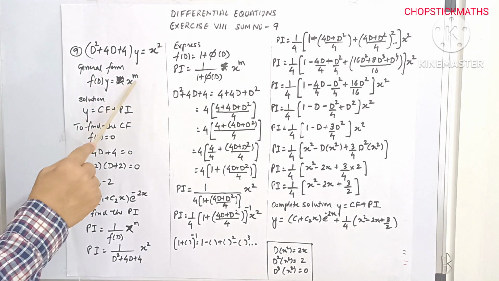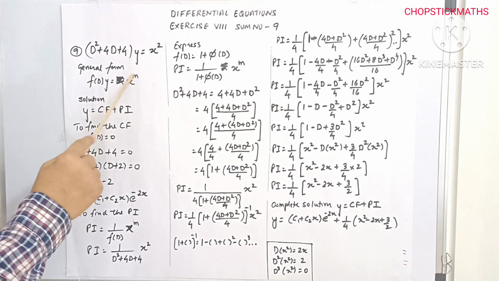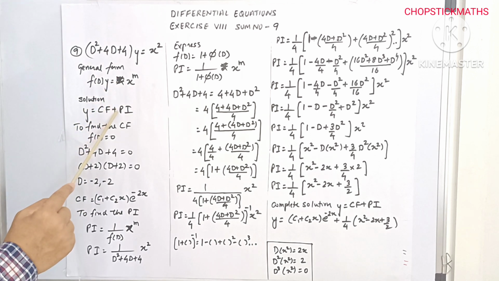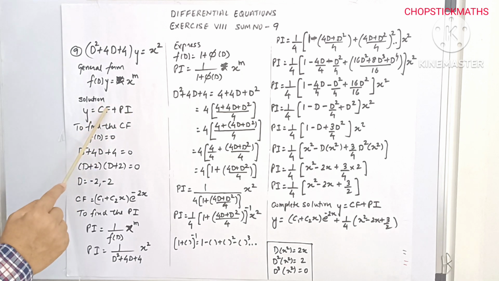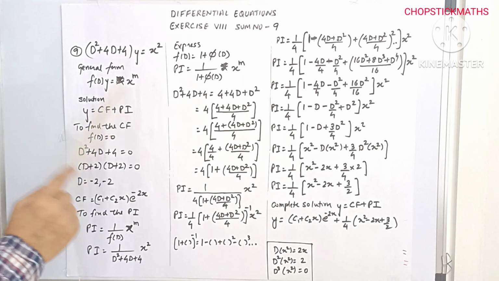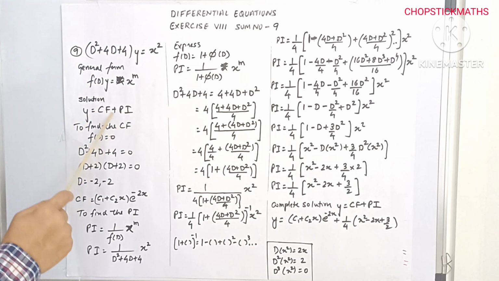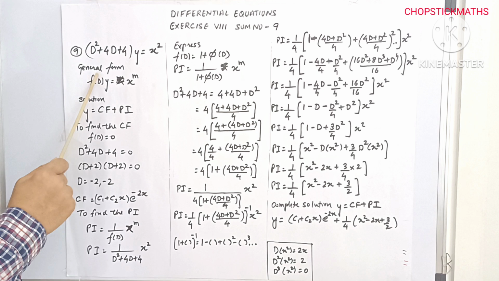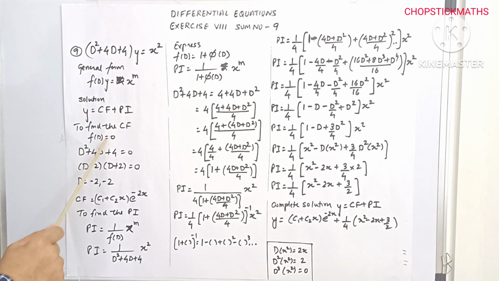Now the solution for such a differential equation is y = complementary function (CF) + the particular integral (PI). That is, the solution of this differential equation has two parts, CF and PI. So let us first calculate what is the CF. Now to find the CF, we have to equate f(D) = 0.